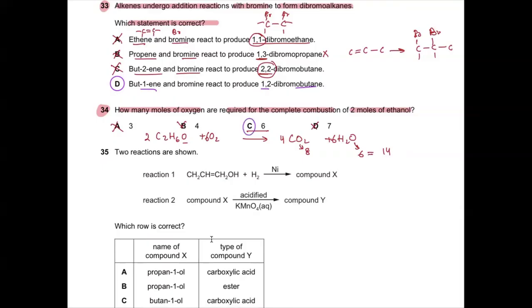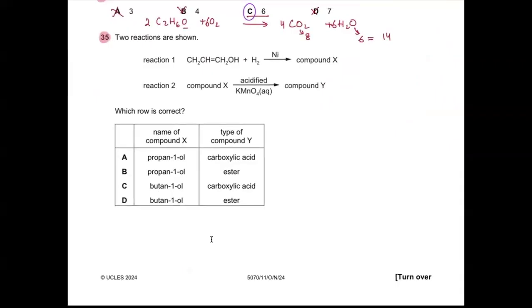And C is the correct answer. Is this clear? Now, MCQ number 35. 2 reactions are shown, reaction 1 and reaction 2. If you see reaction 1, you are adding hydrogen. So what is going to happen?